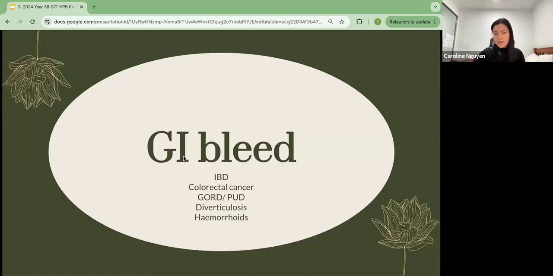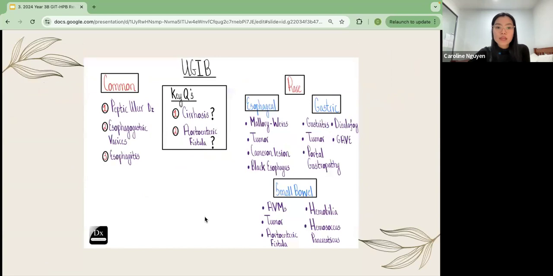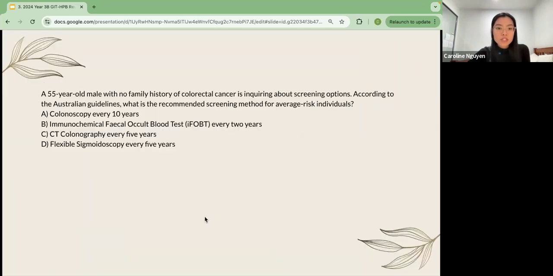Okay, GI bleed. So we talked about ulcerative colitis and Crohn's. We've talked about peptic ulcers that cause bleed, diverticulosis causes painless bleeding. Now we've got to unpack colorectal cancer and hemorrhoids. So let's start with some questions. Colorectal cancer, how often do we need to screen them, or what do we need to do? Colonoscopy every 10 years, an FOBT every 2 years, a CT every 5 years, or a flexi-sig every 5 years?